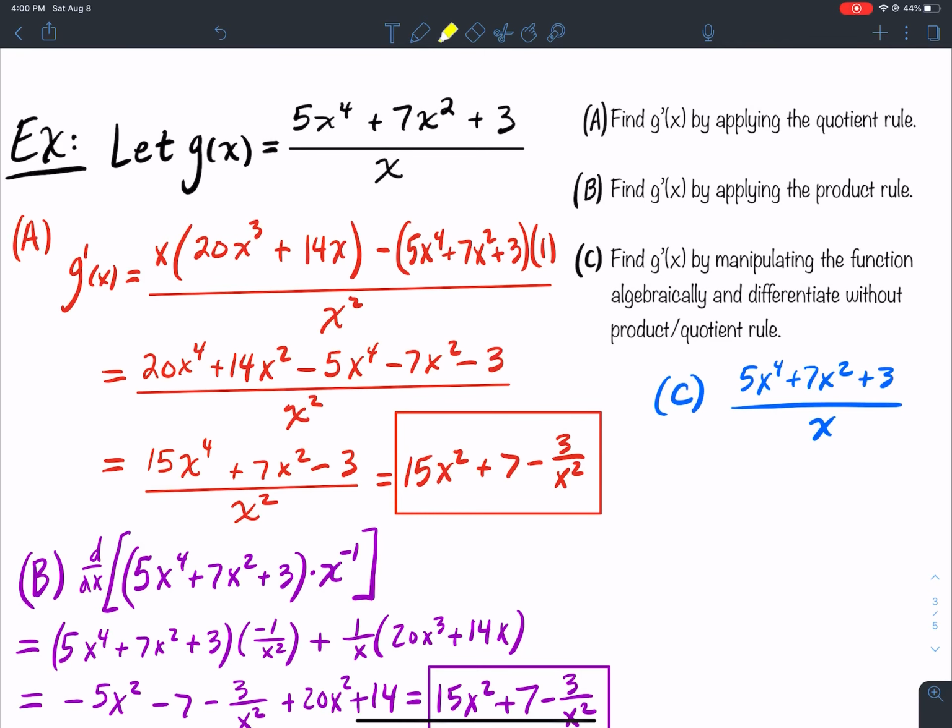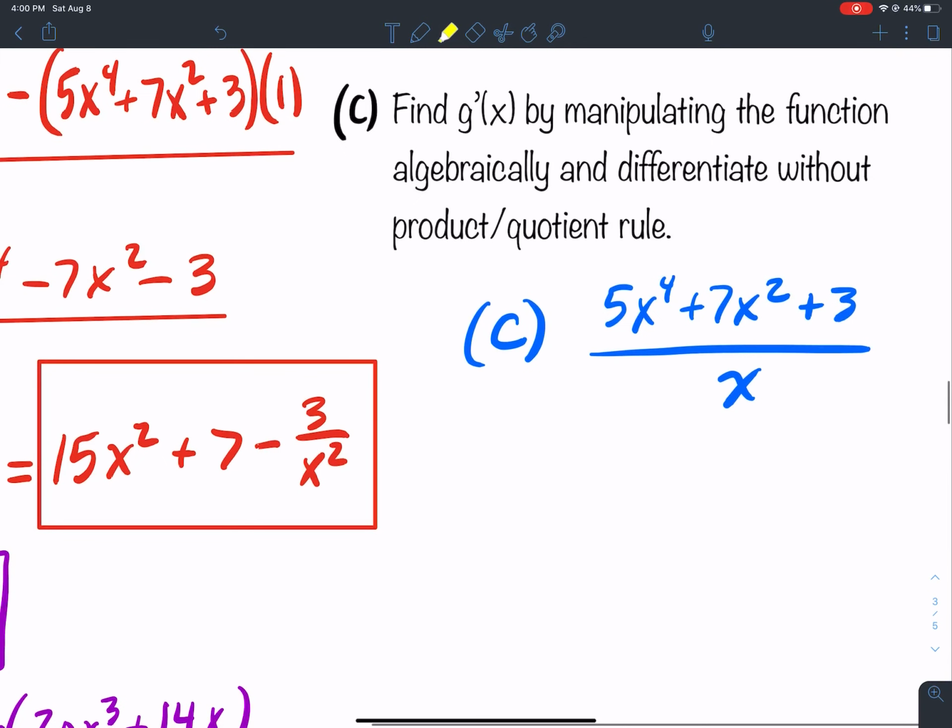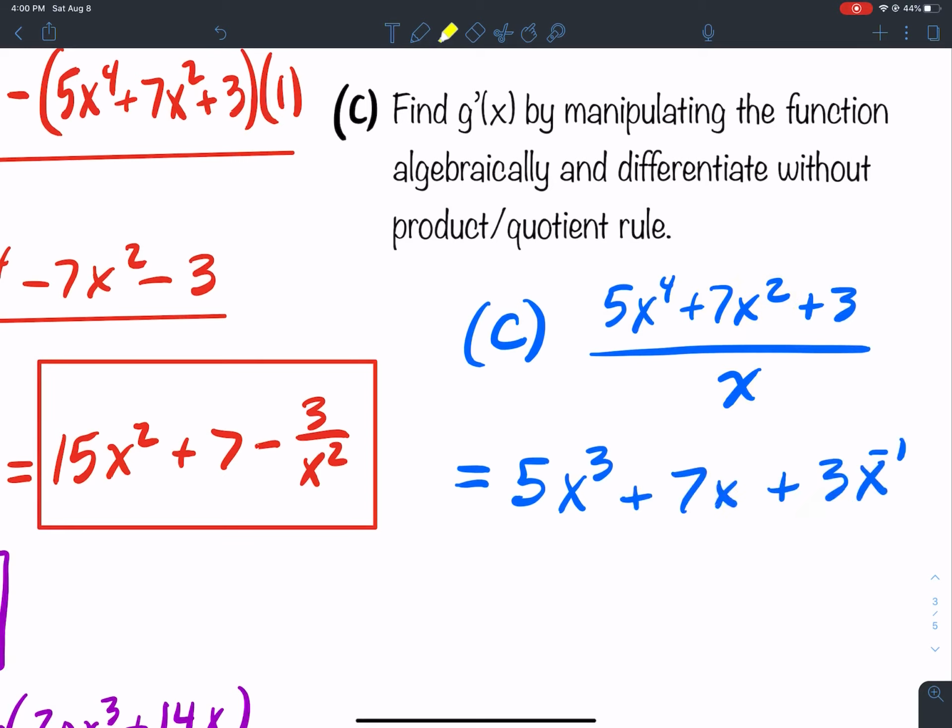Well, guess what? If I'm taking this big fraction divided by that, I can divide each of these individual pieces by x to reduce it. So 5x to the fourth divided by x is 5x cubed. 7x squared divided by x is just 7x. And then 3 divided by x is 3 over x. Now 3 over x reduces, right? 3 over x, the negative exponent if I bring it up to the numerator, okay?